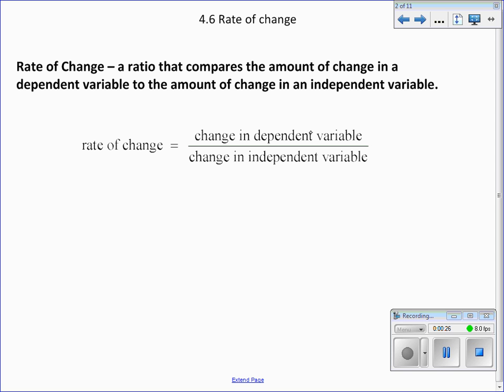So if we look at our dependent variables, those are typically going to be our y's, and our independent variables are going to relate to our x's. To find the rate of change, we're going to basically calculate the change of our dependent variables and put that over our change in independent variables.